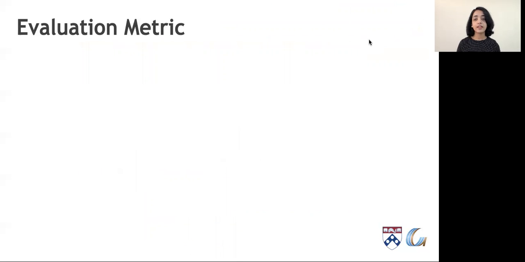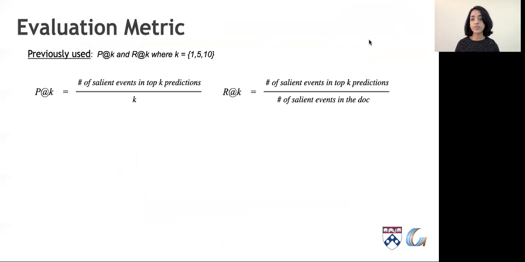Before moving on to the results, let's take a look at the evaluation metric used by the previous work, some of its drawbacks, and our proposal to rectify those. Precision at K and recall at K, where K is 1, 5, and 10, are the metrics previously used for this task. However, there are a bunch of issues with these.